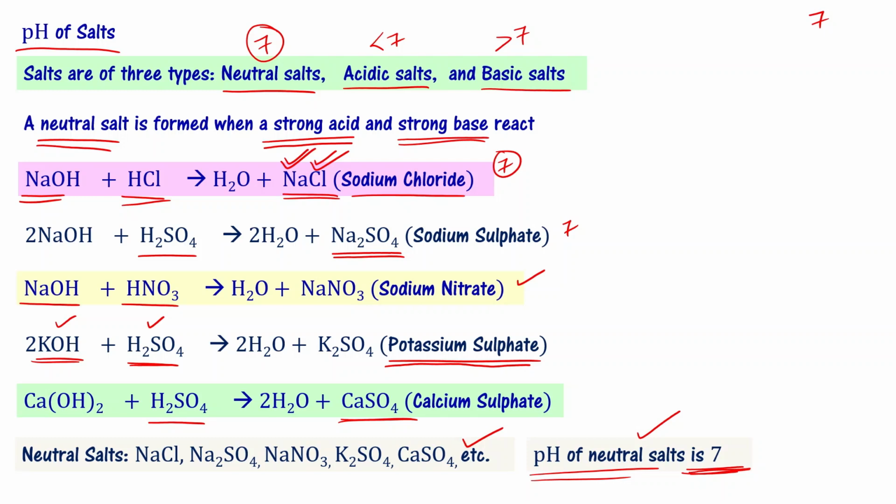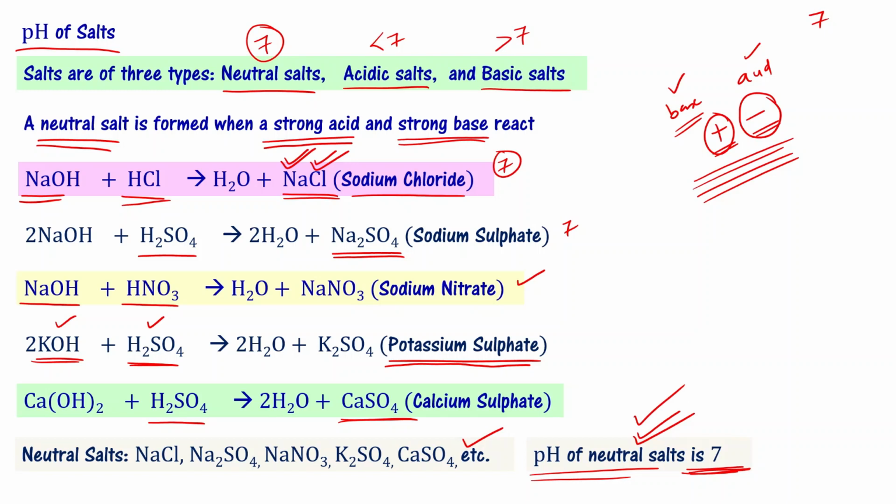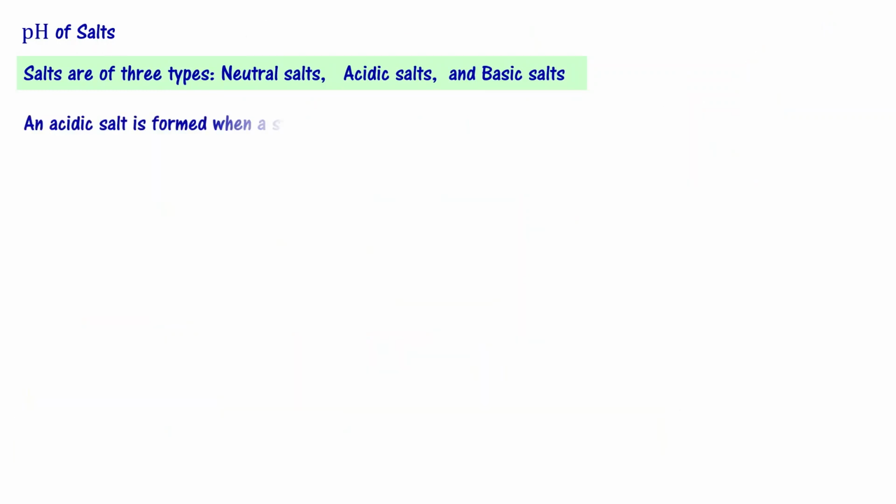What you have to do, given the salt, is see what the positive ion is and what the negative ion is. The negative ion comes from the acid, right? The positive ion comes from the base. Now you see, is it a strong base? Is it a strong acid? If these two are strong, then the salt is a neutral salt. If both are weak, then also you have a neutral salt. Understood?